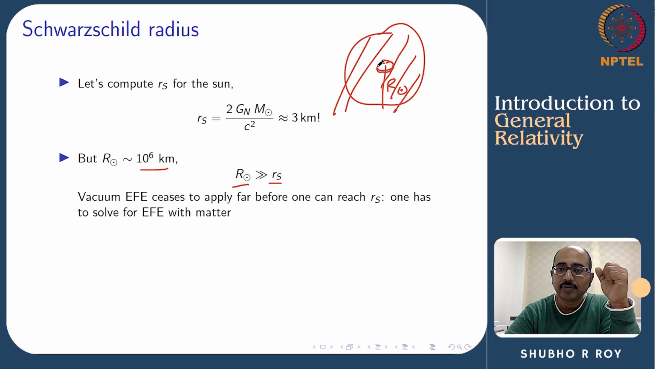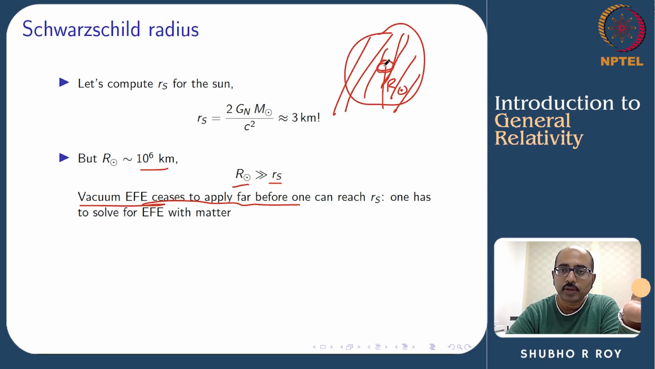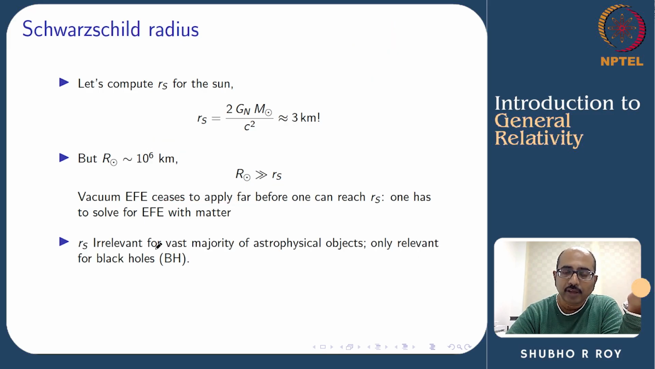So inside the sun we have matter. It's not vacuum, far before one can reach the Schwarzschild radius. Because the Schwarzschild radius is 3 kilometers, but the vacuum solution ceases to apply even before that, at a much larger R. So inside, one has to of course solve the Einstein field equation with matter, with the non-vacuum solution. So the point is that in the vast majority of cases, the Schwarzschild radius is an irrelevant concept.